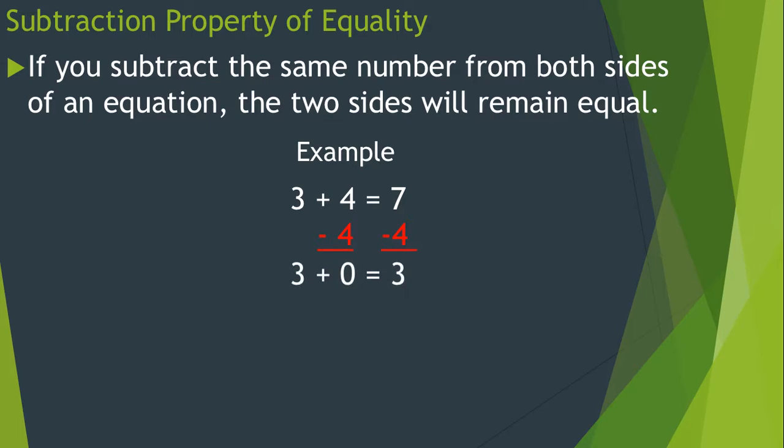Well, we end up with 3 plus 0 is equal to 3. And how does that happen? Well, the original 3 carries down. A positive 4 minus 4 cancels out because they're inverse, and that equals 0. And you bring down your equal sign, and then you can actually do 7 minus 4, which is equal to 3. So as you can see, if I do subtraction on one side and subtraction on the other side of an equation, the answer remains the same.